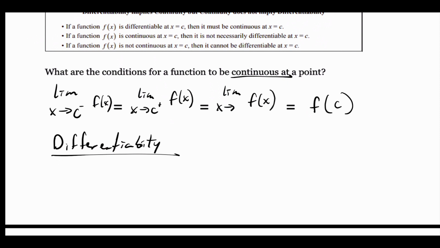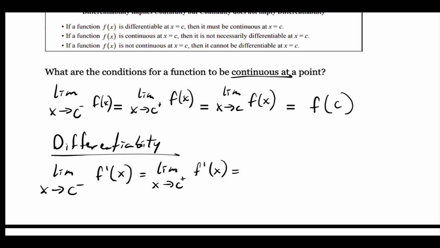We're using the derivative. So really you're saying the limit as x approaches c from the left, not for the function, for the derivative, is the same as the limit as it approaches from the positive side for the derivative, which is equal to the limit as x approaches c for the derivative, and then that has to equal. So it's the same rules, it's just instead of the function, you're plugging it into the derivative. Okay? That's the only thing with differentiability.